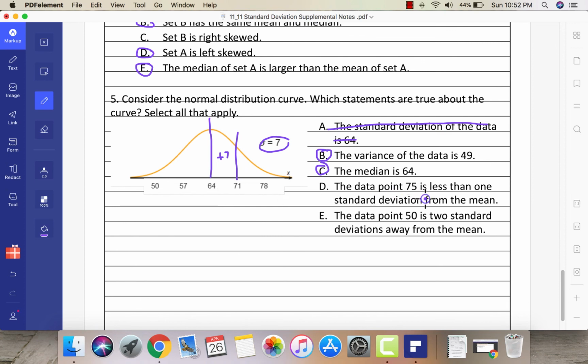No. Okay, is the data point 50 is 2 standard deviations away from the mean? Okay, let's look. So if I were to subtract 7, I would get 57. If I were to subtract 7 again, I would get 50. So this is 1 standard deviation away, and this is 2 standard deviations away. So yes, it would be E.